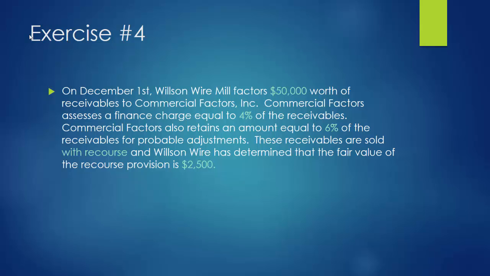And when there is recourse, the company that is selling, well, they know their customers better than the factor does. So they're going to want to go through, look at the receivables that they're selling, and make a good estimate of what amount of bad debt they actually think is contained within those receivables. And Wilson Wire is determining that the fair value of this recourse provision, the bad debt, is $2,500. They're going to have to end up paying $2,500 in bad debt to Commercial Factors.